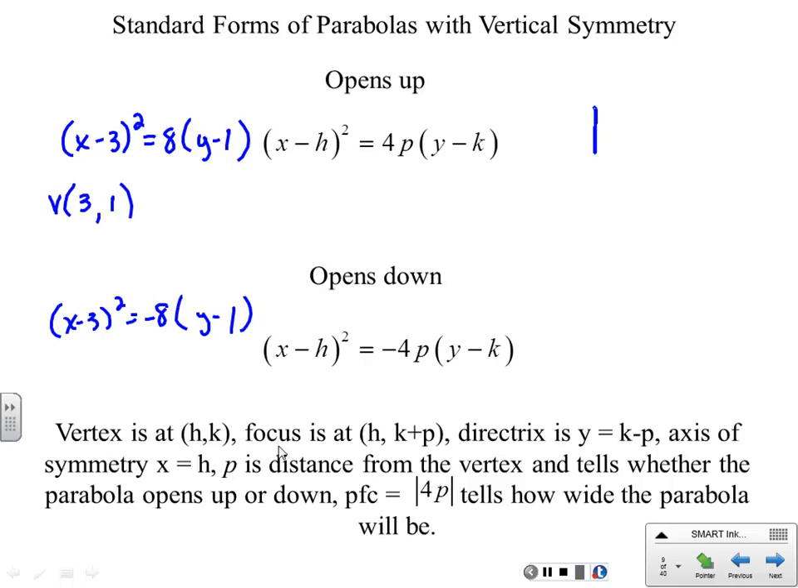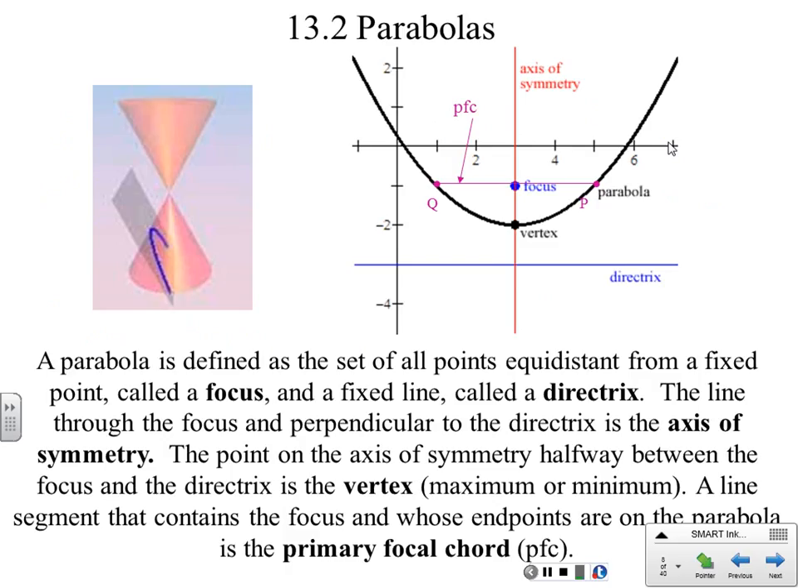Well, if you have a parabola that opens up, and I know it opens up because of this right here. If you have a parabola that opens up, and my vertex is at 3, 1, where do you think the focus is going to be? Is it going to be up here, or is it going to be back here? It's going to be up here. How high? Well, watch this.